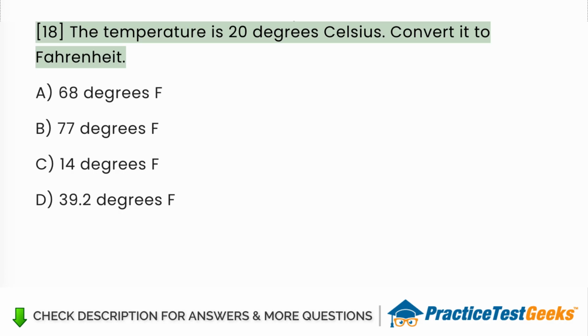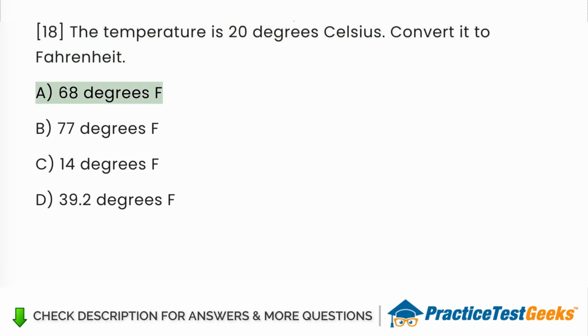The temperature is 20 degrees Celsius. Convert it to Fahrenheit. A. 68 degrees Fahrenheit. B. 77 degrees Fahrenheit. C. 14 degrees Fahrenheit. D. 39.2 degrees Fahrenheit.